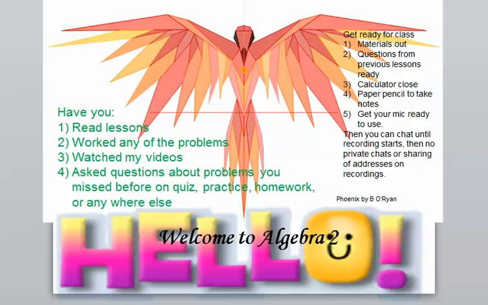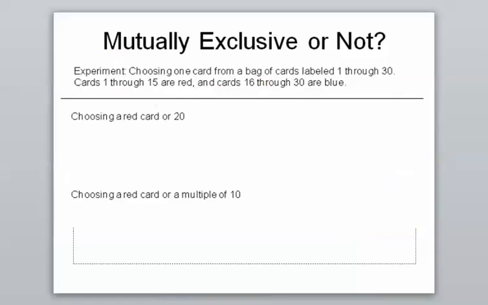What we're looking at today is mutually exclusive or not mutually exclusive events. The best way to do this is just to give you an example. Experiment: we're going to choose one card from a bag of cards labeled 1 through 30. The cards 1 through 15 are red and the cards 16 through 30 are blue.